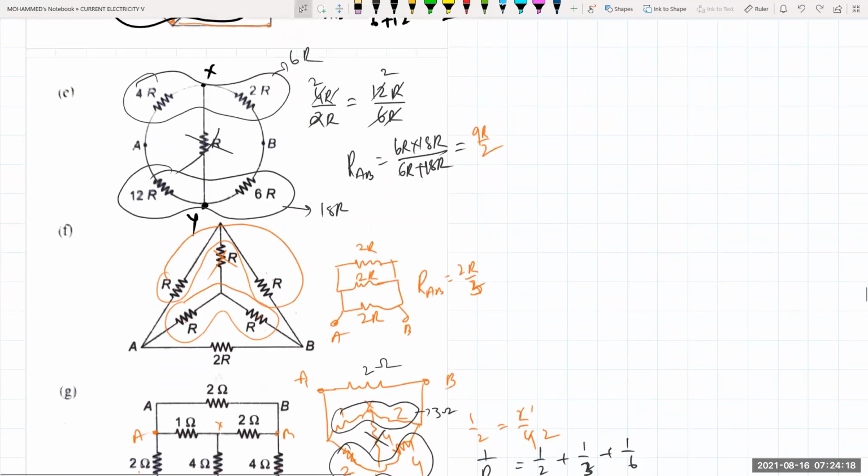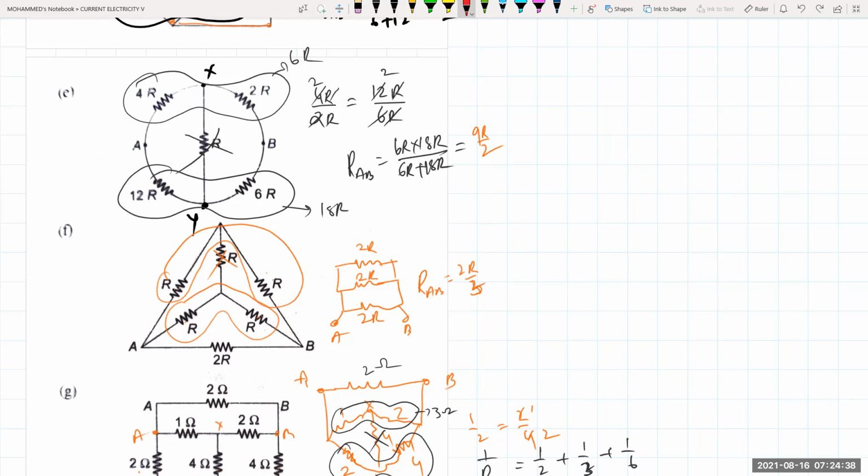Let's go, this one, number E. Between A and B, isn't it? Between A and B, 4R, 2R, 12R, 6R, and the middle is R. Is it forming the Wheatstone bridge? See here, 4R divided by 2R is equal to 12R divided by 6R. So both of them are becoming 2 and 2. So that means it is a Wheatstone bridge.